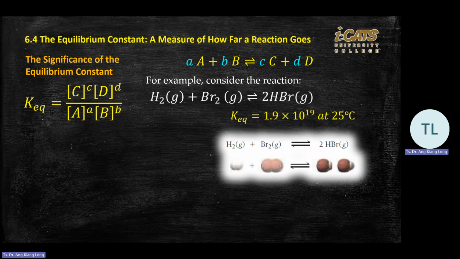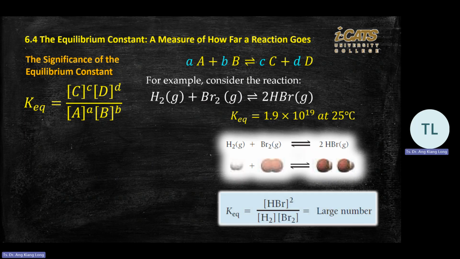All right. Now, if you calculate later and get a number, let's say 1.9 × 10^19 at 25 degrees C, what does it mean? It means more than 1. If this process has Br2 and gives you a KEQ number more than 1, it means it's a forward process and the product HBr is more than the reactant.